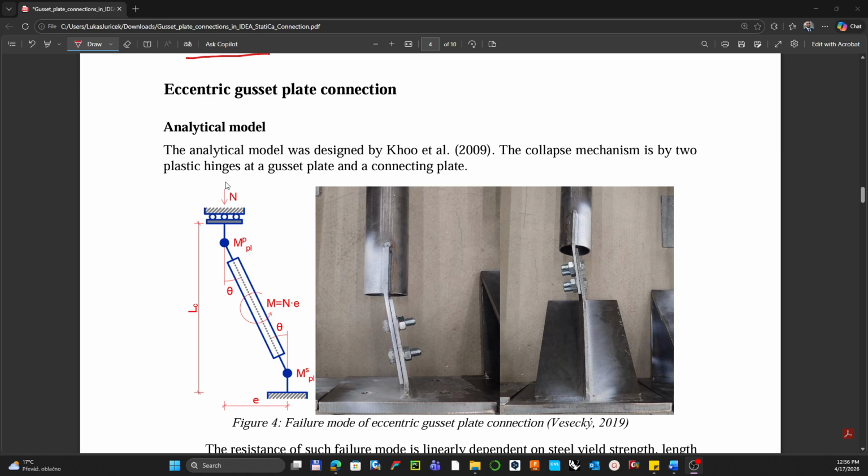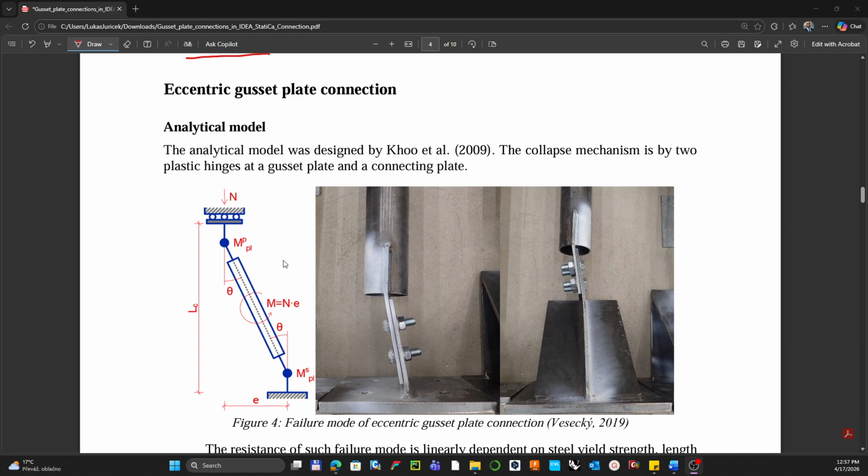So let's continue to the eccentric gusset plate connection, which is one of the most critical connections that you can solve actually from the sense of the gusset plate. So the analytical model that is hidden behind is comprised of the gusset plate that is basically bolted and welded to the tube, and also welded to the bottom plate.